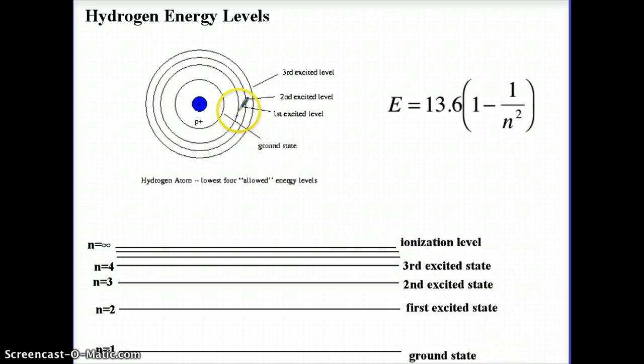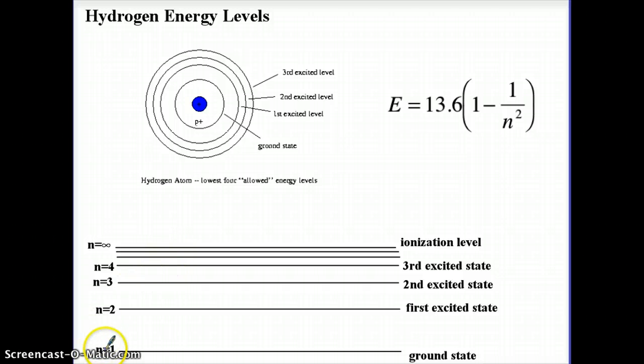The other levels are called excited states. They're excited because they have more energy, so the electron is more energetic, it's excited, kind of a metaphoric use there. So these are excited states. The first one up from the ground state is called the first excited state. The next one is the second excited state, and so on.